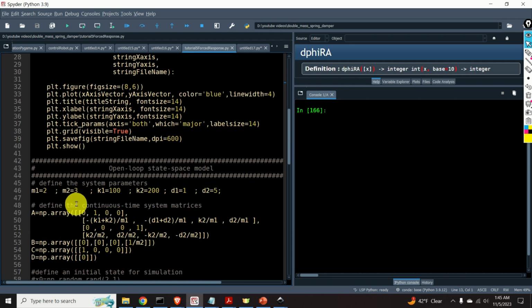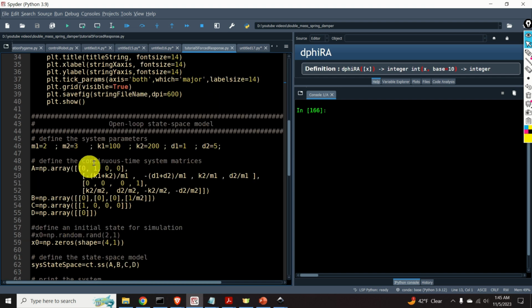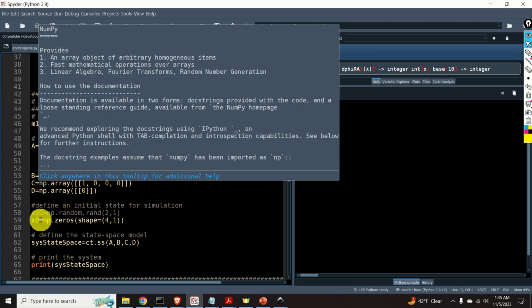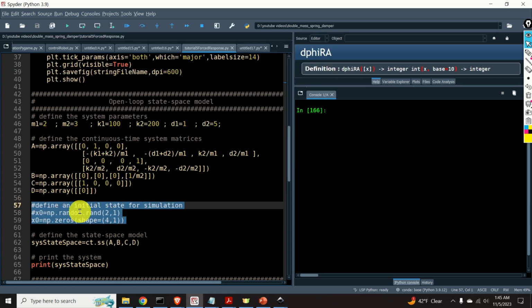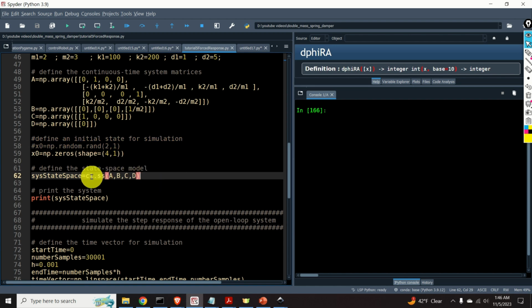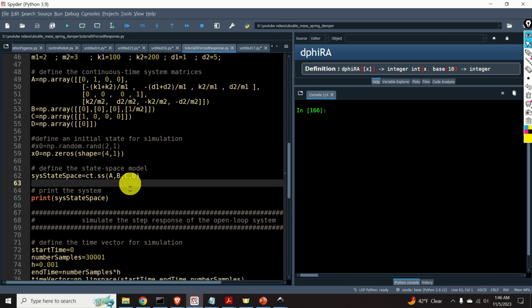Okay, again, we need to define our state space model. Here's how we do that. The same procedure, then we define the initial state over here, and over here I'm using this function CT from the control systems library, and I call SS. Then I specify the input matrices A, B, C, and D, and this will define my state space model. For those of you who are familiar with MATLAB, this function is actually Python implementation of the SS MATLAB function for defining state space models.